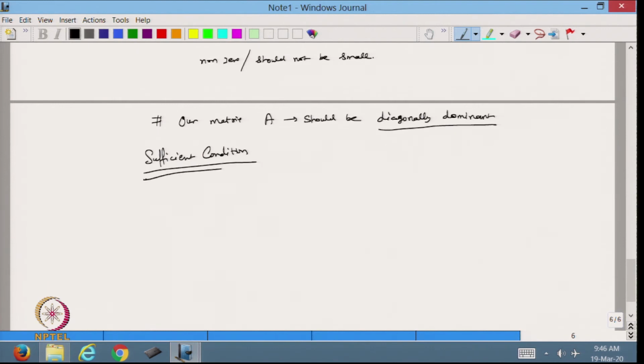Sufficient condition. So from here we can say that if the matrix A is diagonal dominant, then the Jacobi process is going to converge.